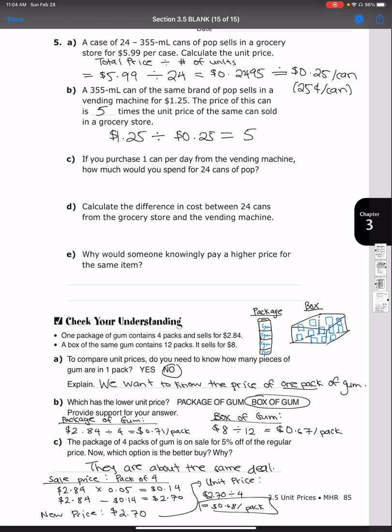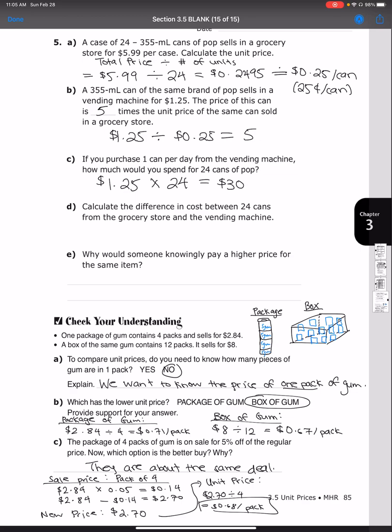So C says, if you purchase 1 can per day from the vending machine, how much would you spend for 24 cans of pop? So essentially you're purchasing 24 cans of pop from the vending machine, one on each day. So we know the price of 1 can of pop at the vending machine is $1.25. We would have to multiply that by 24 because we're purchasing this can of pop 24 times. This would give us $30. So if we go to the vending machine every day for 24 days, at the end of it all, we would have spent $30 on this pop.